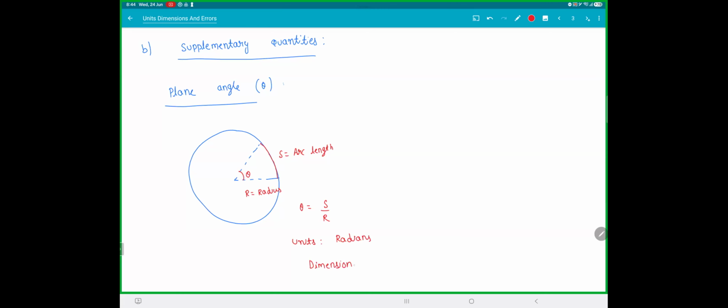Meaning, the dimension of mass is M, the dimension of length is L. The dimension of area will be length into breadth, so that is L into L, L square. So that is the meaning of dimension. So this is a dimensionless quantity. You can have a quantity with units, but no dimensions.